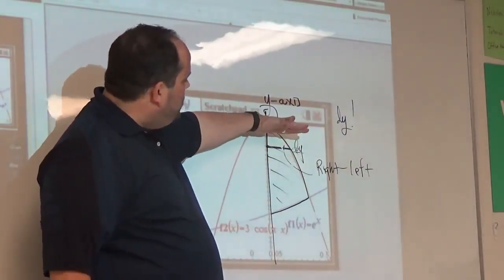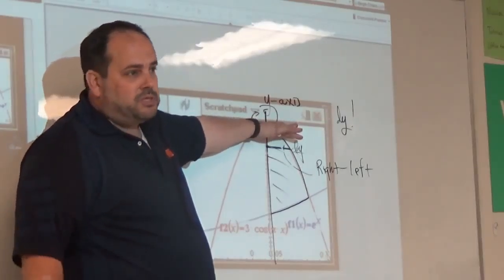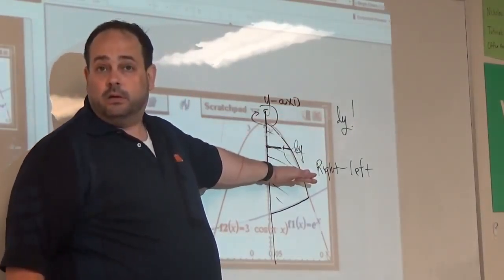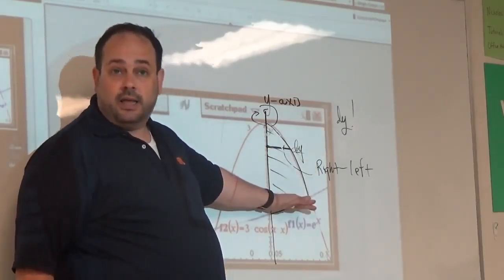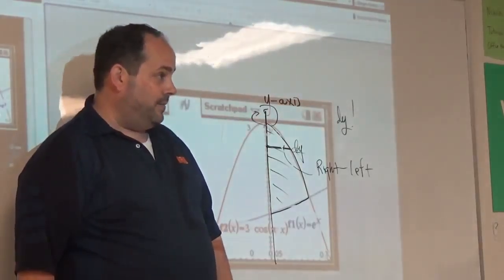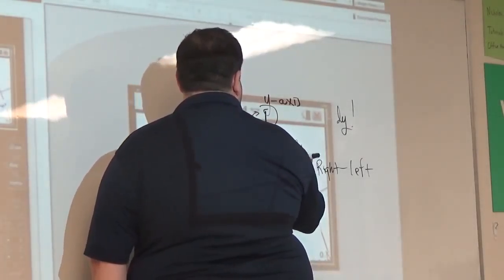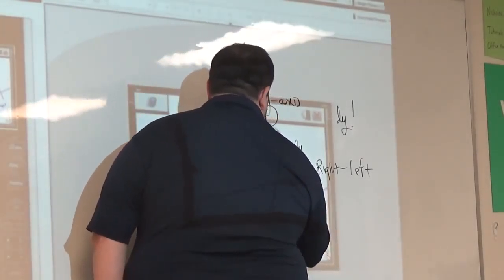It depends. Are you up here? In which case, which one's on the right? g of x. Here? g of x. Here, f of x is the one that's on the right, because you're switching from g of x up here to f of x down here.